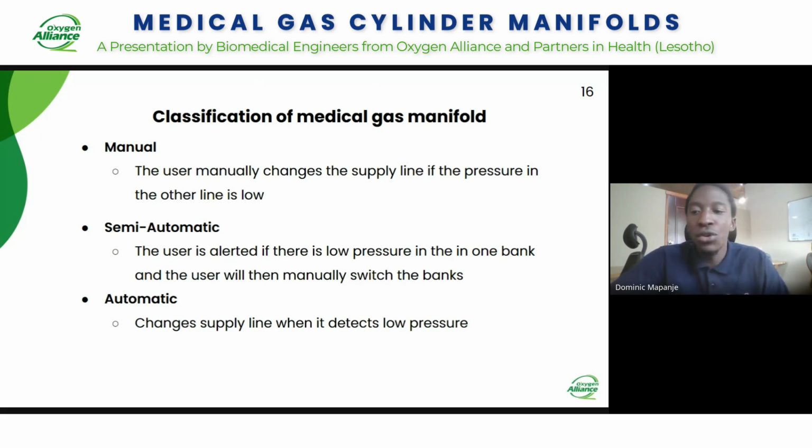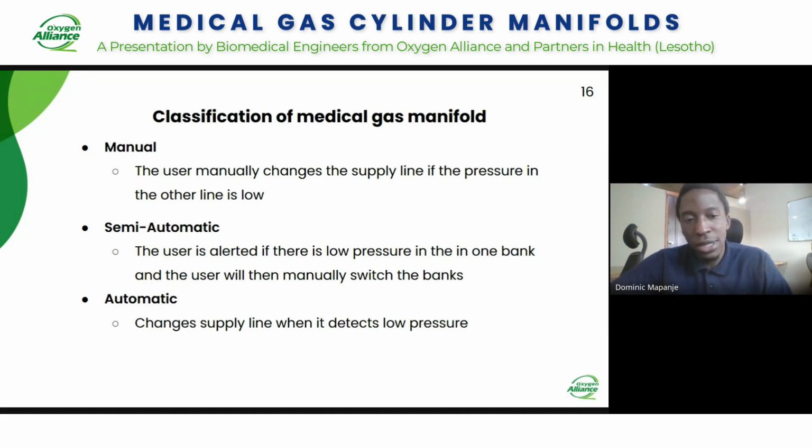For the manual ones, the operator has to be there monitoring the gas pressures in those cylinders. When one bank is empty, the operator will change from that bank to the other bank, which is full. So let's say the primary bank was being used to supply. When it is empty, the operator will change from the primary bank to the secondary bank. So the operator has to be there monitoring the pressures and changing from the empty bank to the next bank. Then he will be able to replace those empty cylinders from the empty bank. And when the other bank, which is currently supplying, becomes empty, he will change it again to the one which is full, and then replace the empty cylinders.